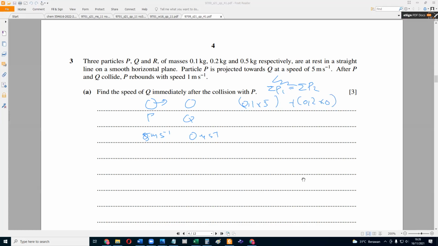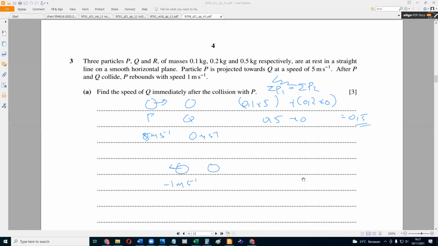Okay, that's going to be 0.5 plus 0, or 0.5. This is the total momentum. After the collision, the total must be the same. What happened after collision? After collision, P is moving in rebound, which means to the opposite direction, to the left. P is now negative 1 meter per second, negative because the direction is changing.